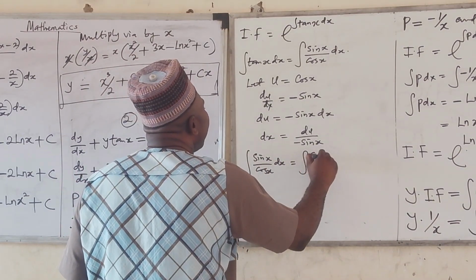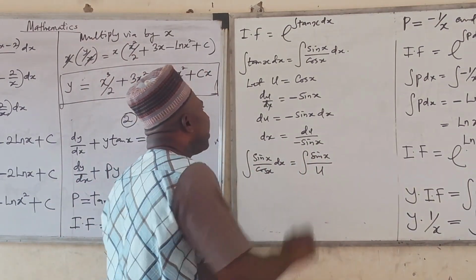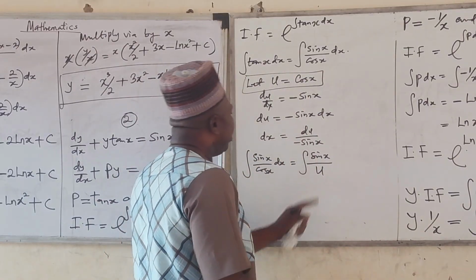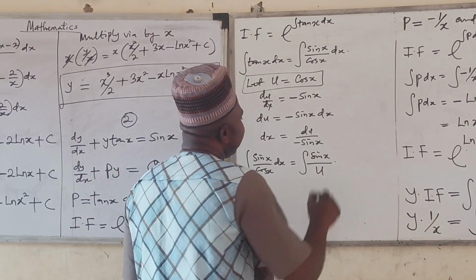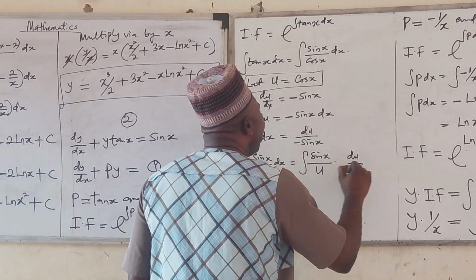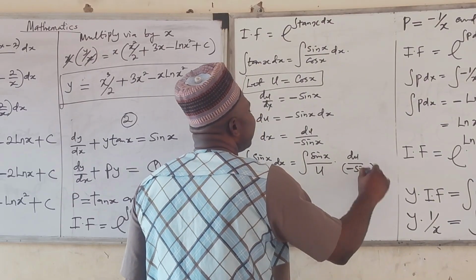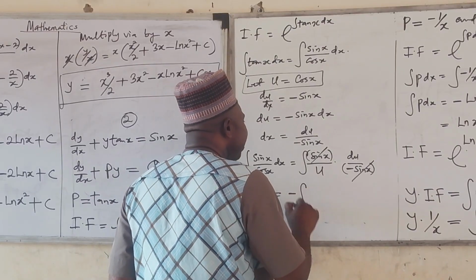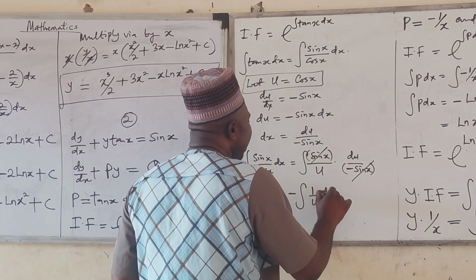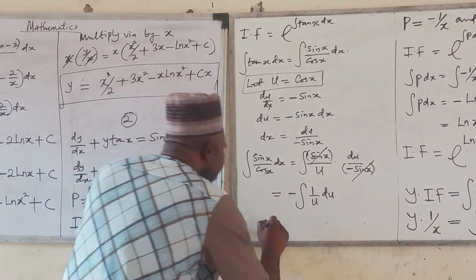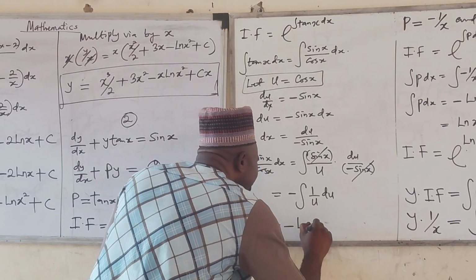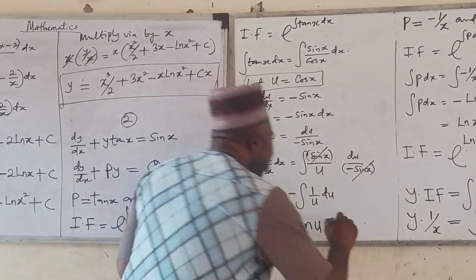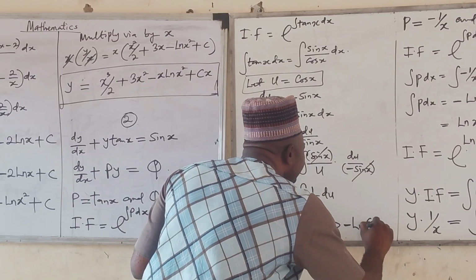integral of sine x all over u. Remember we said let u be equal to cos x. So it will be integral of sine x all over u times dx. Now dx is du all over minus sine x. So the sine x will cancel, and we are left with minus integral of 1 all over u du. That will give us minus ln u. And of course we know that the value of u is cos x. So that will be minus ln cos x.